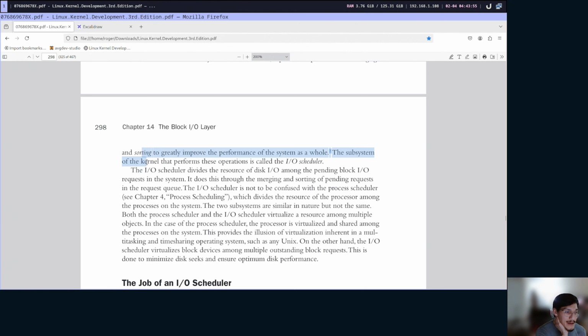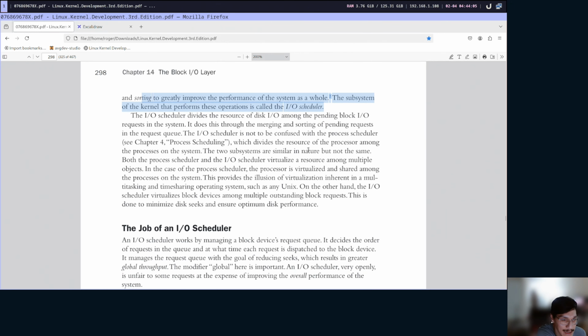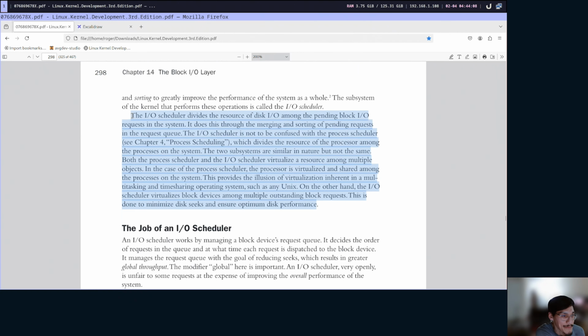The subsystem of the kernel that performs these operations is called the I/O scheduler. Okay, so you just can't throw things at the device. You have to have some scheduling going on to optimize throughput. Basically all those I/O requests that go to the device have to be smartly arranged so that you're not constantly moving back and forth across the disk.